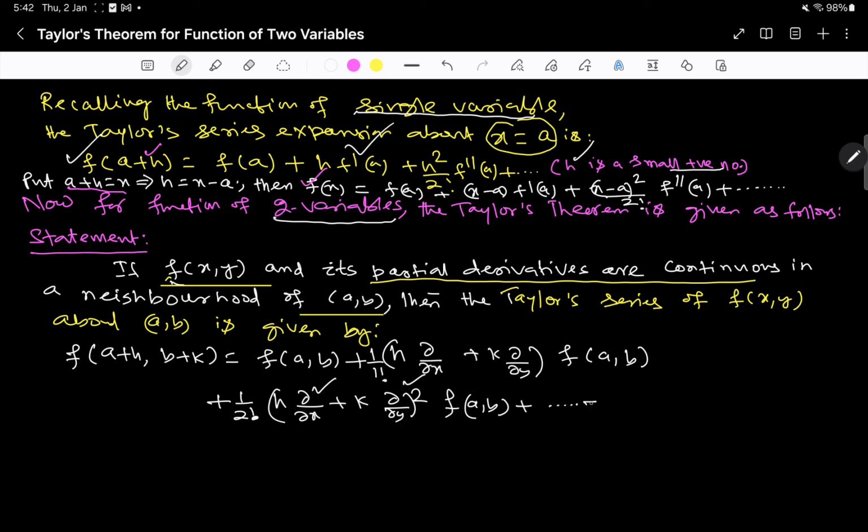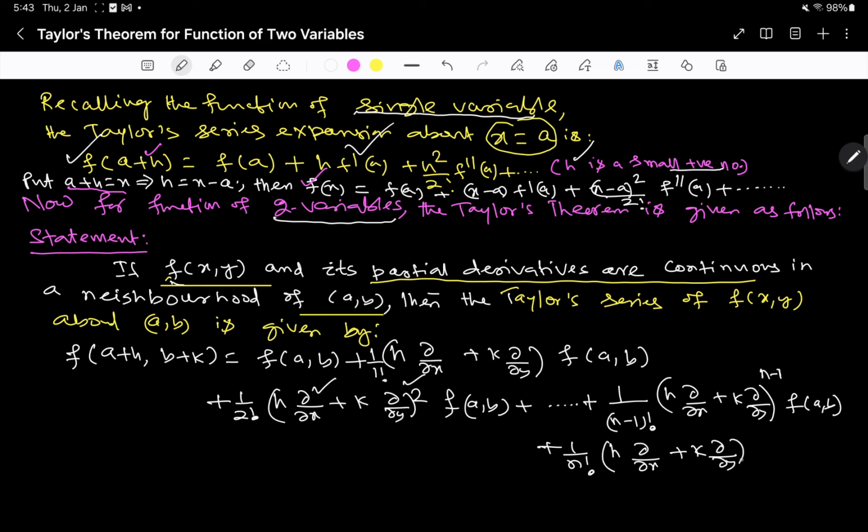If you go on continuing, plus 1 by n minus 1 factorial h del by del x plus k del by del y whole to the power n minus 1 f of a b. Then the remainder term is plus 1 by factorial n h del by del x plus k del by del y to the power n f of a plus theta h, b plus theta k, where 0 is less than theta less than 1.